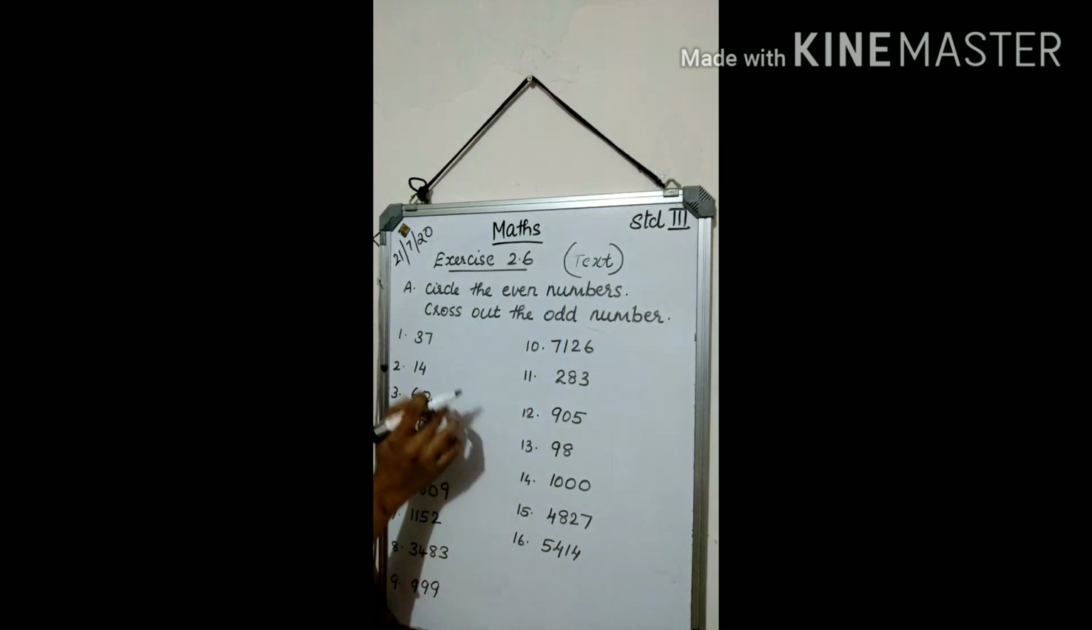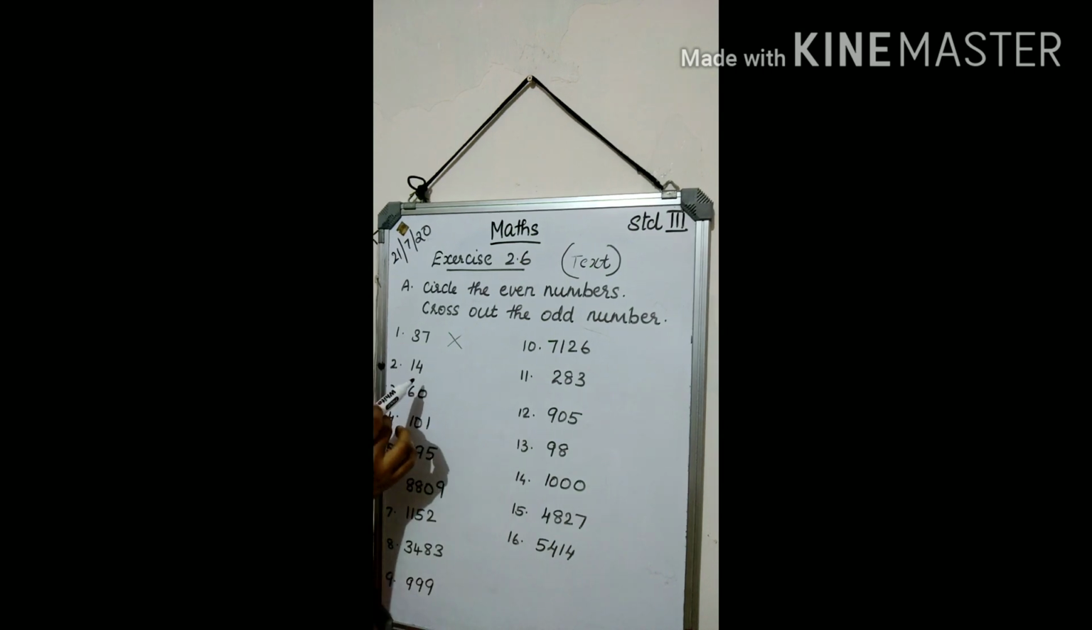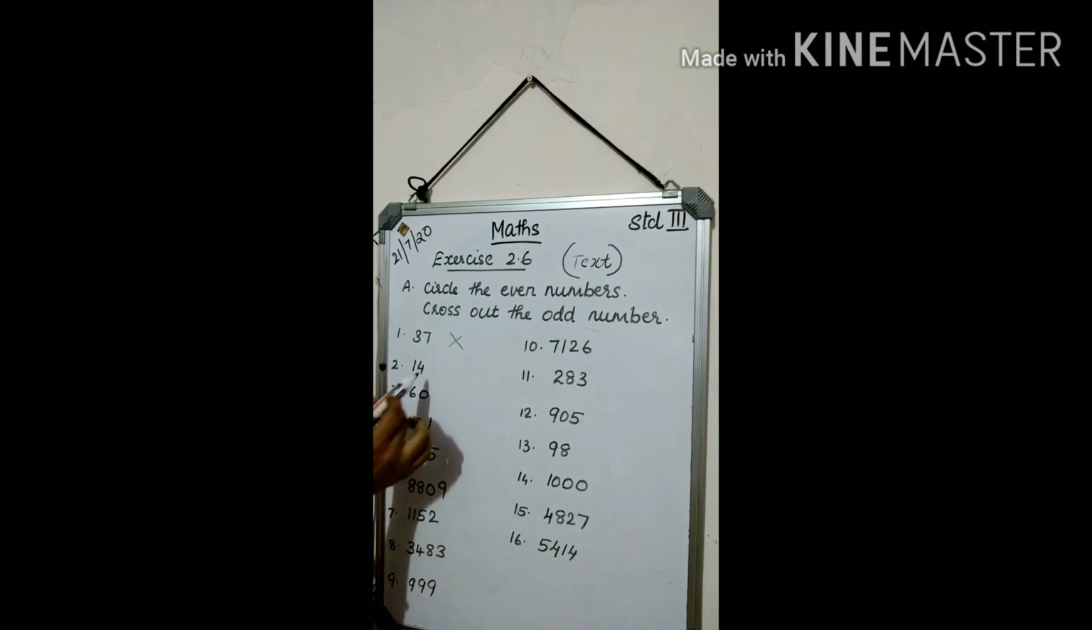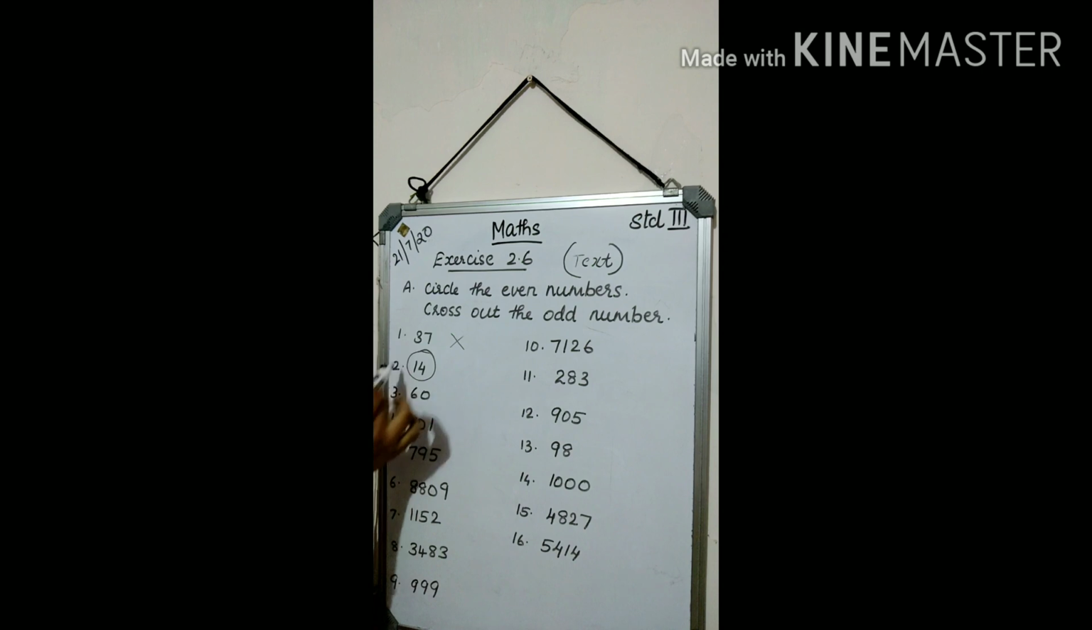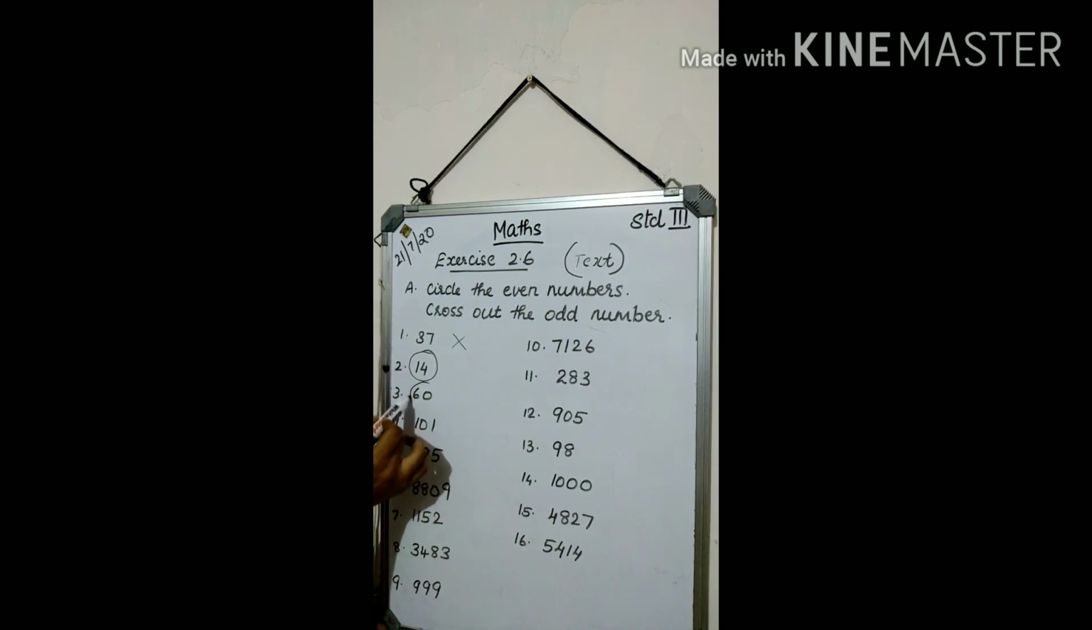This in your textbook only. So find out the answer. 37. The last number is 7. So it is an odd number. Then 14. Look at the last number. It is 4. So this is an even number. Then 60. 0 is even number, right? Then 101. When the last number is 1, 3, 5, 7, it is an odd number.